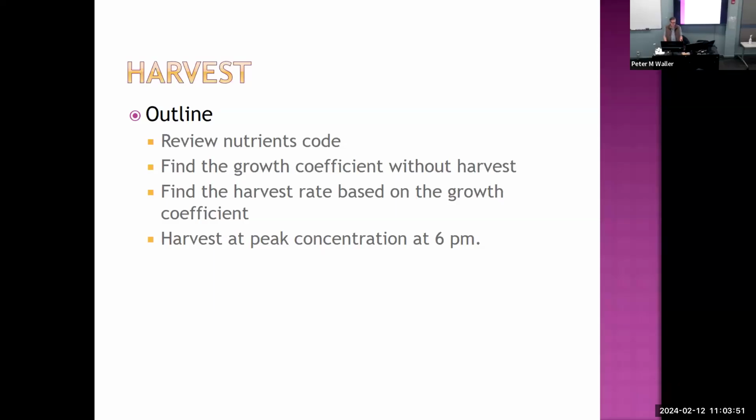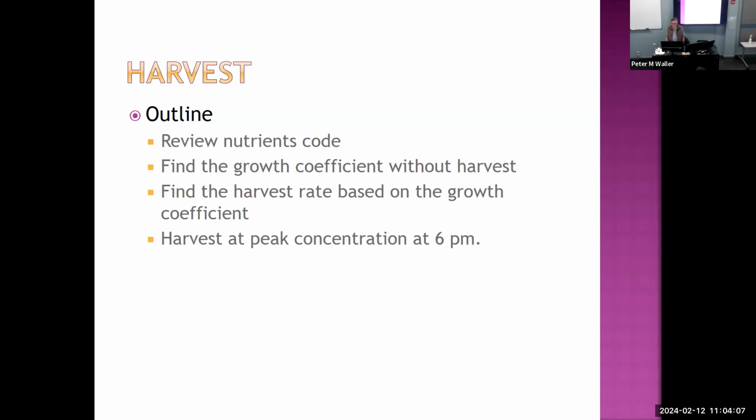Okay, so today, you'll be sad to hear, is our last lecture on algae growth modeling. And we're going to focus on the harvest. But first we have to clean up something in the nutrient code.